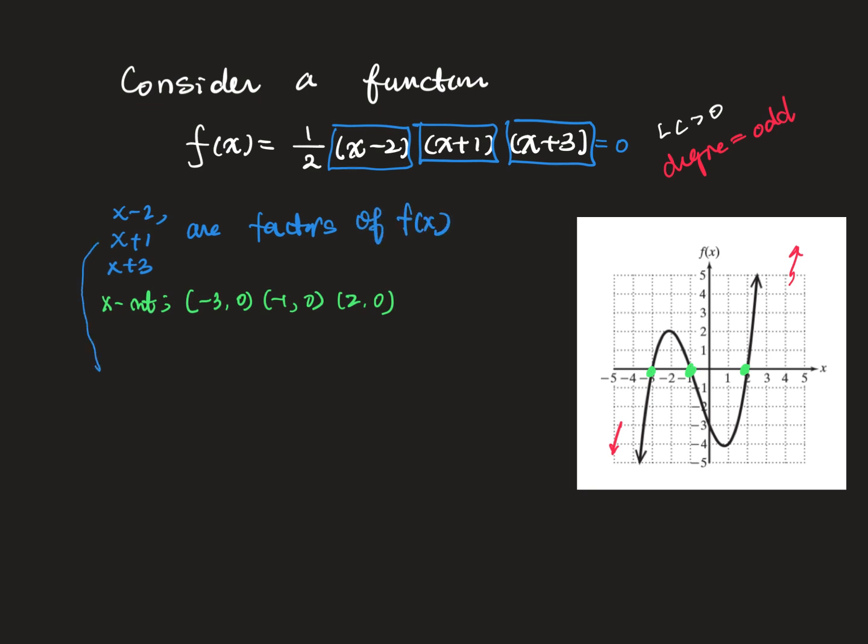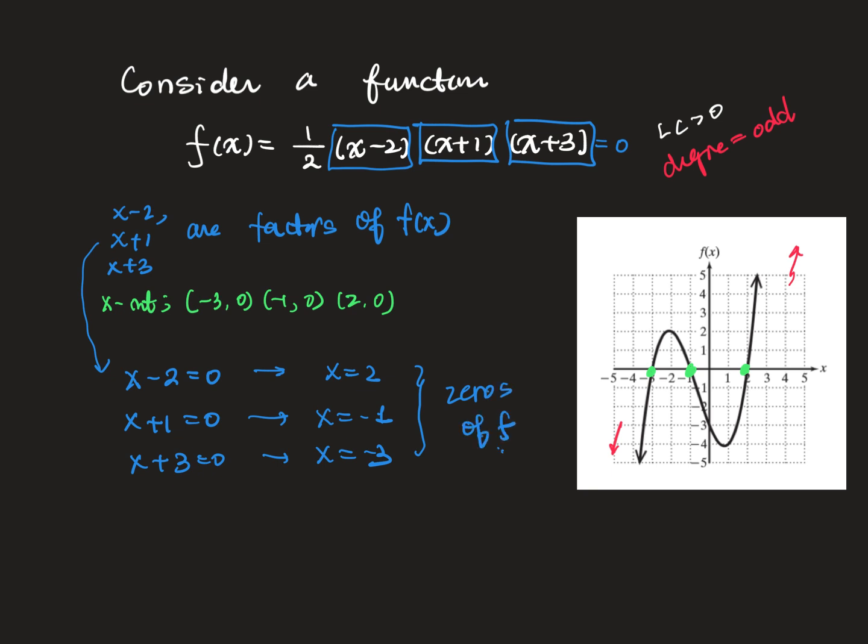Then from here, you're going to solve it. We want to solve it equal to 0. What do you find? x minus 2 equals 0, x plus 1 equals 0, x plus 3 equals 0, right? So you're going to find x equals 2, x equals -1, x equals -3. We call these the zeros of f(x).